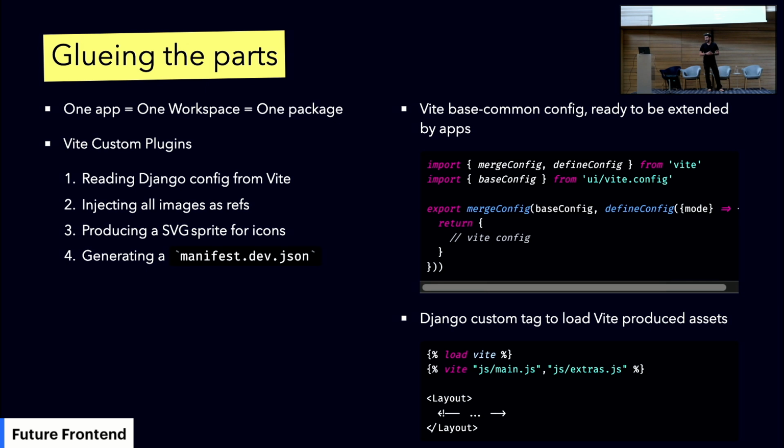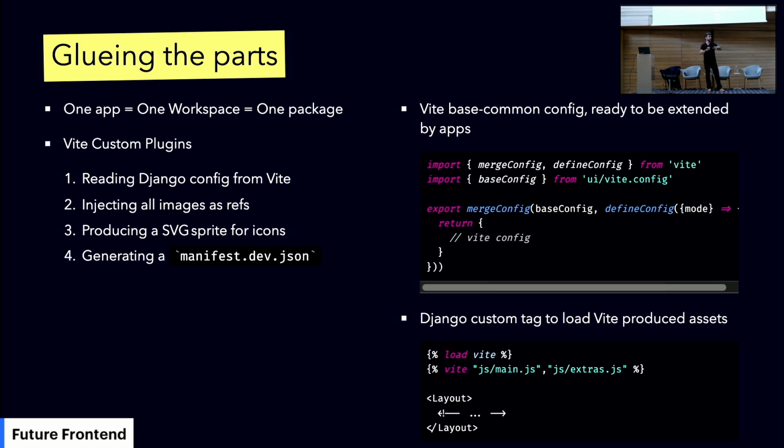We were ejecting all the images as references, because when you are developing a full JS application, you can import your assets and your images, but we won't do that because images are just written in the HTML generated by Django.